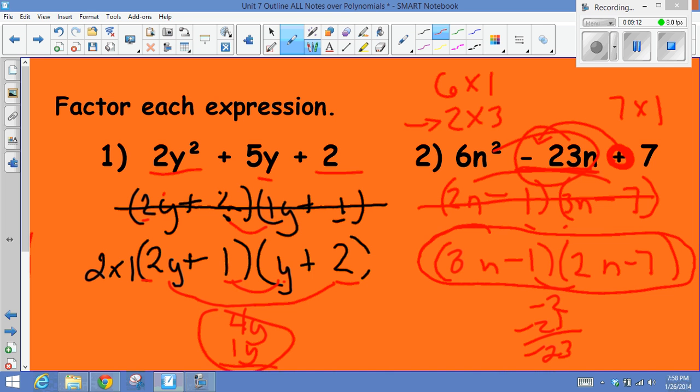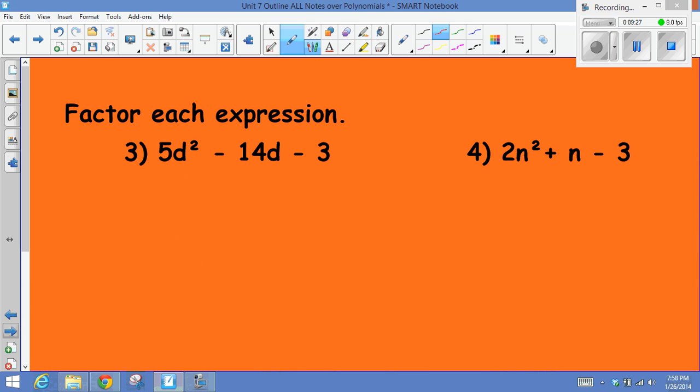and so that is going to be my answer. So the key to factoring is to always, always, always check your answer and make sure it works. Don't just put numbers down there and go on with it. You have to check. There's just no other way to do it. All right, let's try another one. So this one has a negative on the back end, so that means my signs are going to be different.